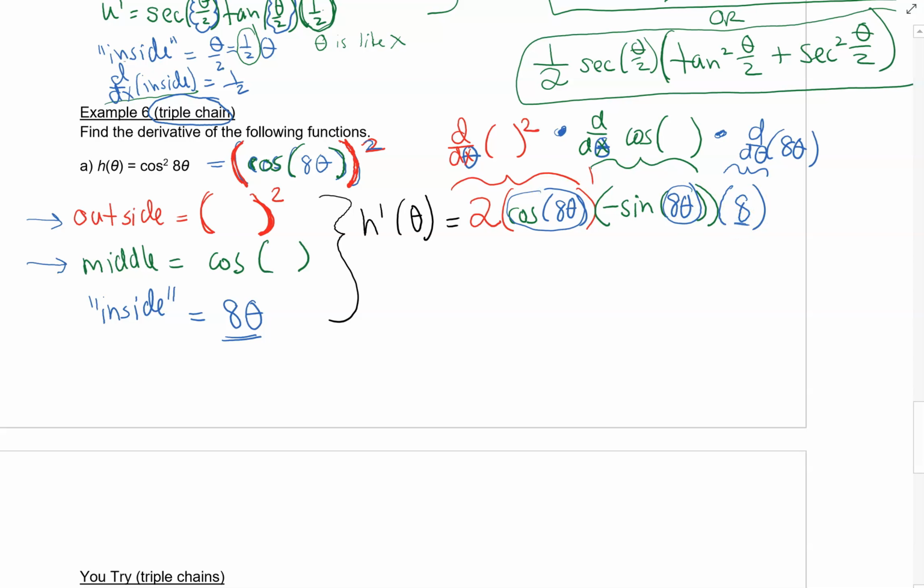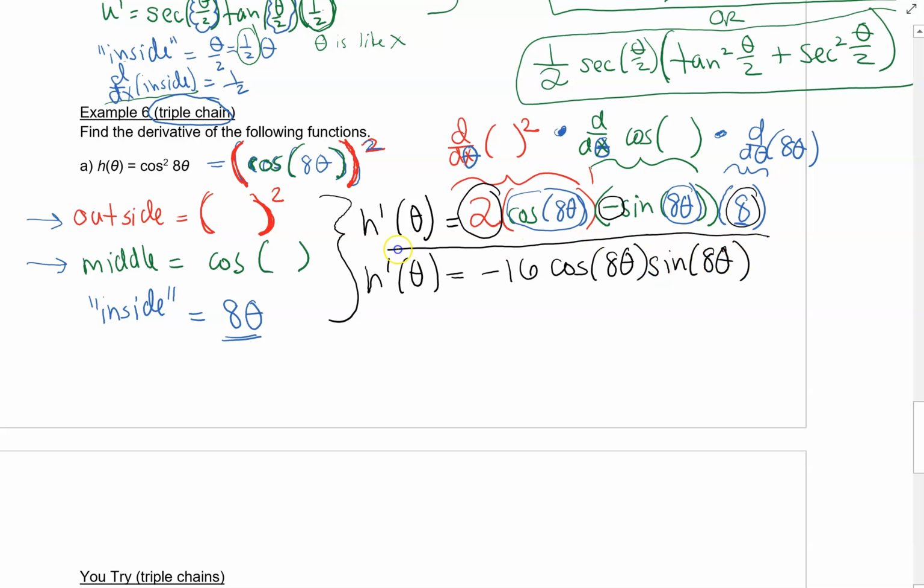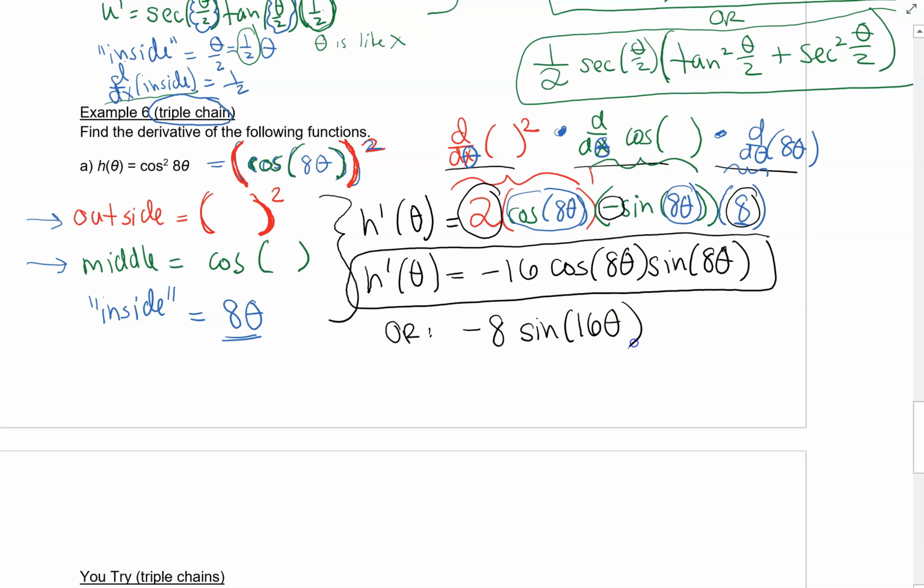So then I'll simplify this a little bit, and for my final derivative, I'm going to multiply the 2 and the negative 1 and the 8 together to get negative 16 times cosine of 8 theta times sine of 8 theta. So there's my derivative of h using the triple chain. Okay, 3 derivatives multiplied together. And then just as a side note, you could also write this as negative 8 sine of 16 theta.